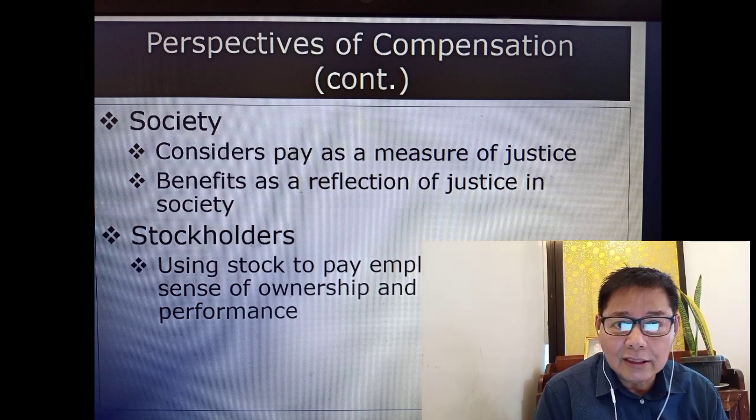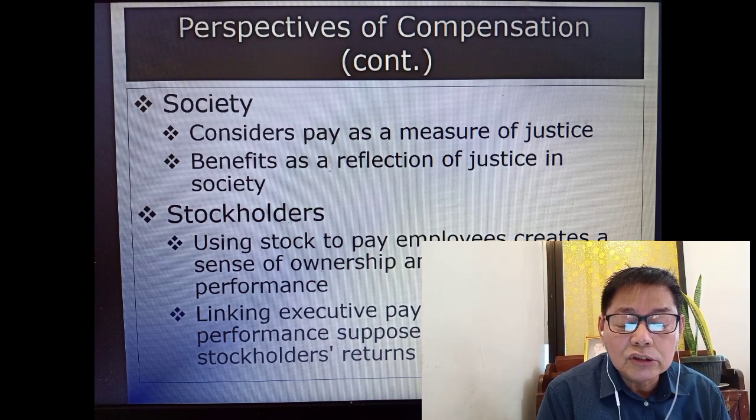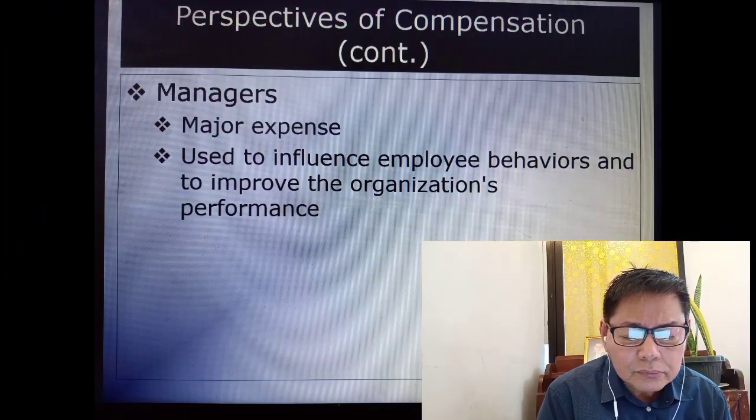So the book will tell us about, number one, the society. It perceives compensation as a measure of justice. For example, comparing the earnings of women with those of men highlights potential pay inequities. The pay inequities for both women and men are very glaring in some parts of the globe and in some parts of any organization.